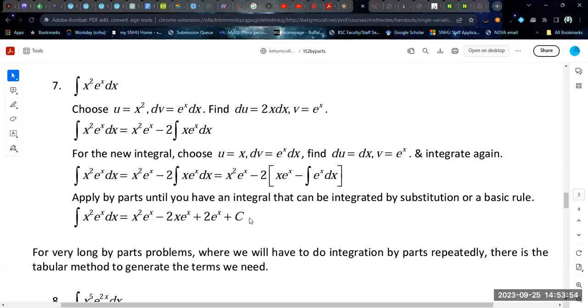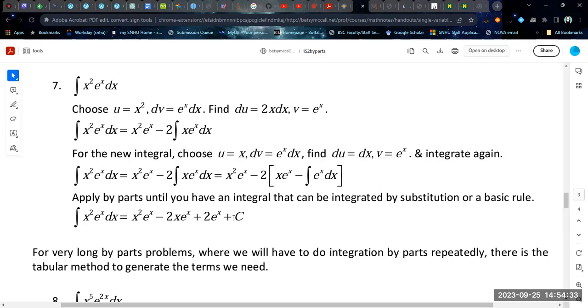Now, if you have a polynomial times your e to the x or your sine x, then what you would expect is that you would just keep doing this until the polynomial disappeared. So if you have an x squared, we had to integrate by parts twice to get this to simplify out. If I had x to the 5th, then I would have to do this 5 times. Now, one of the things we're going to look at in another video is how to do several steps of integration by parts, in some cases very quickly, using a tabular method.